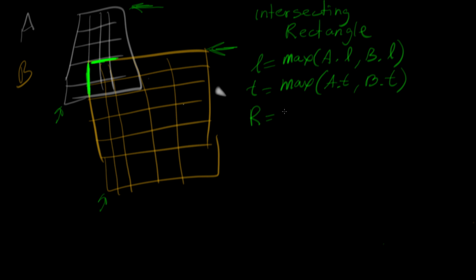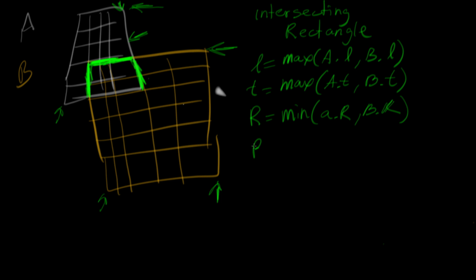Right is equal to the minimum of the right. So min(A.right, B.right). So the minimum of those. The minimum of the right. This is B's right. This is A's right. Right here. That is the minimum. So we know the left and top and the right now. So it's going to look like this. This is the intersecting rectangle so far.